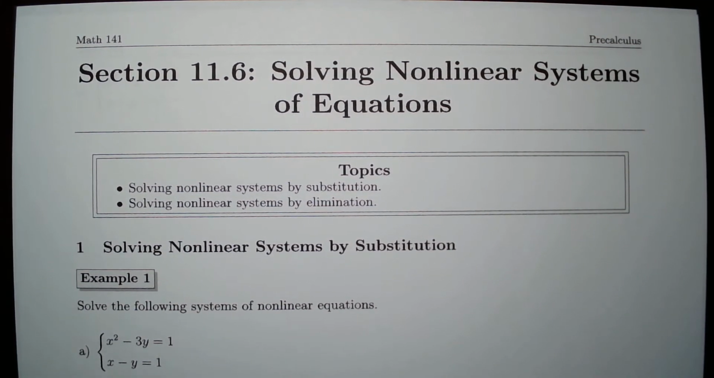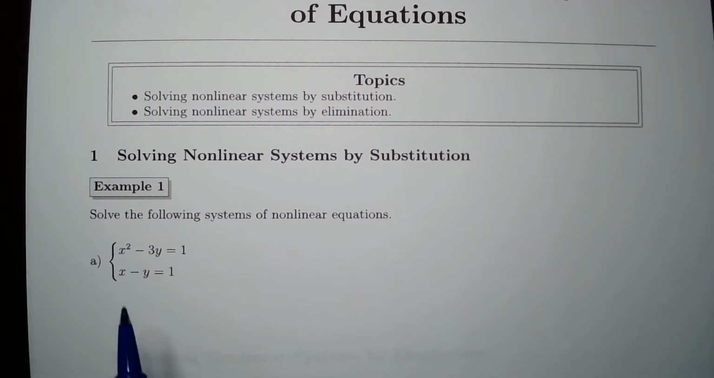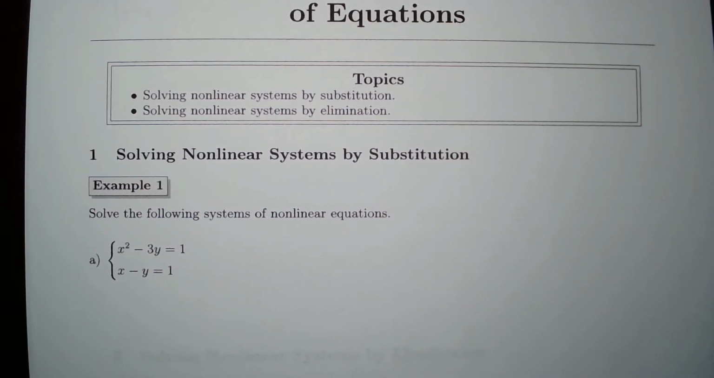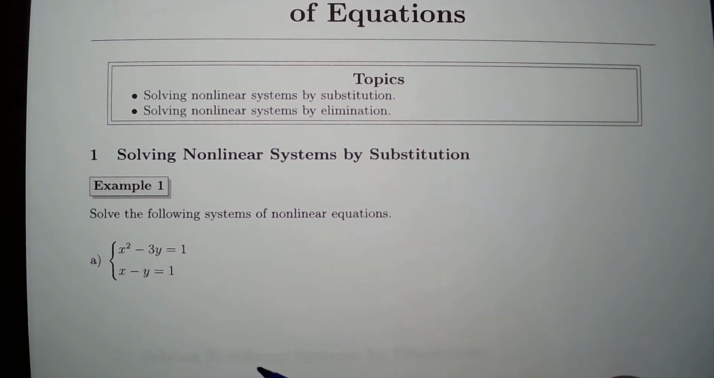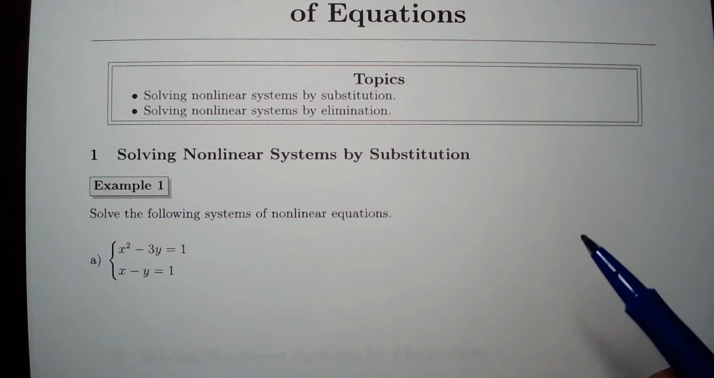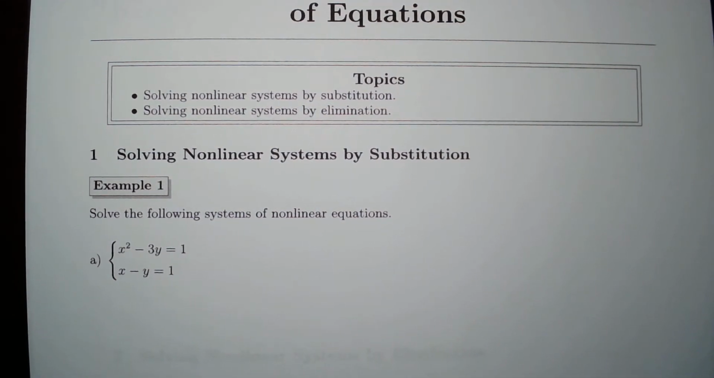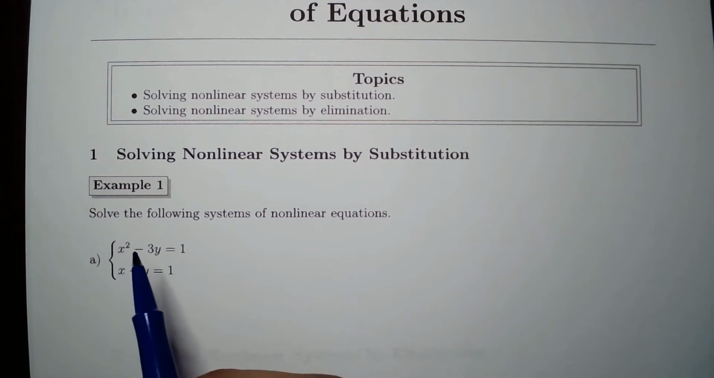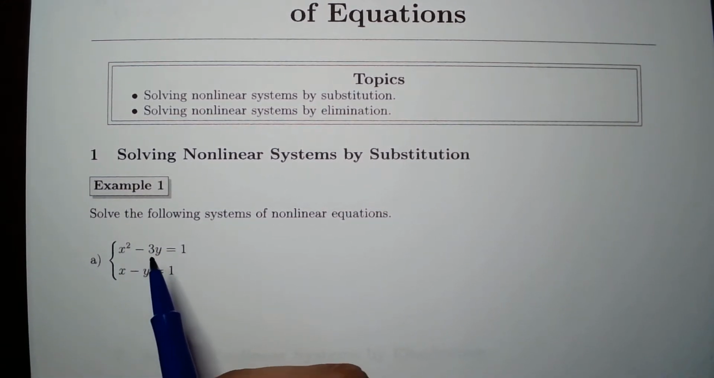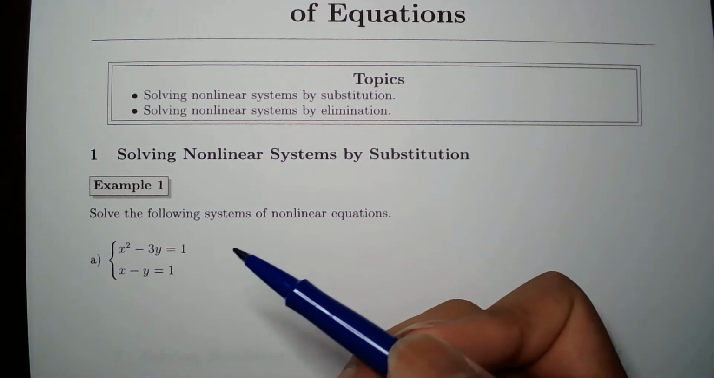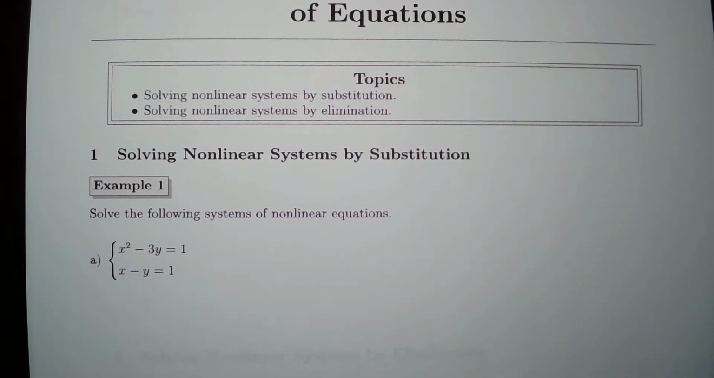Alright, so in this video we go over section 11.6, solving nonlinear systems of equations. So we're going to solve systems of equations that contain equations that are not linear, like the ones that we did at the beginning of this chapter. In the previous chapter, we were looking for points of intersection between lines or planes in the 3x3 case. In this case, we're going to find points of intersection between parabolas and lines, parabolas and ellipses or hyperbolas. We're going to combine the conic sections and find their intersection points.